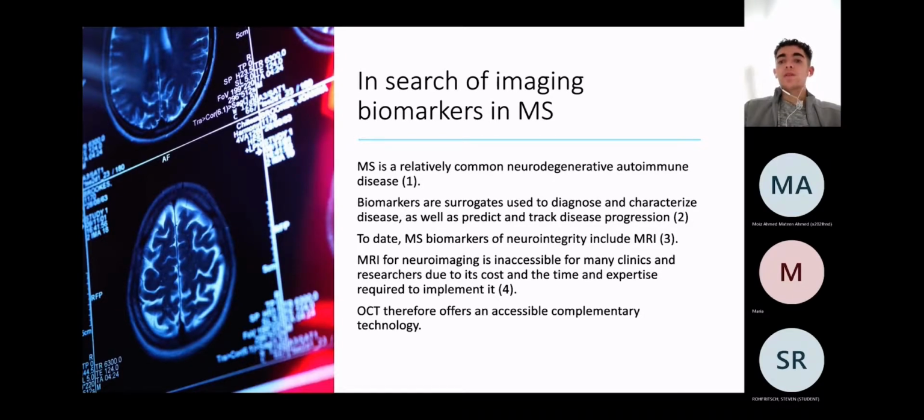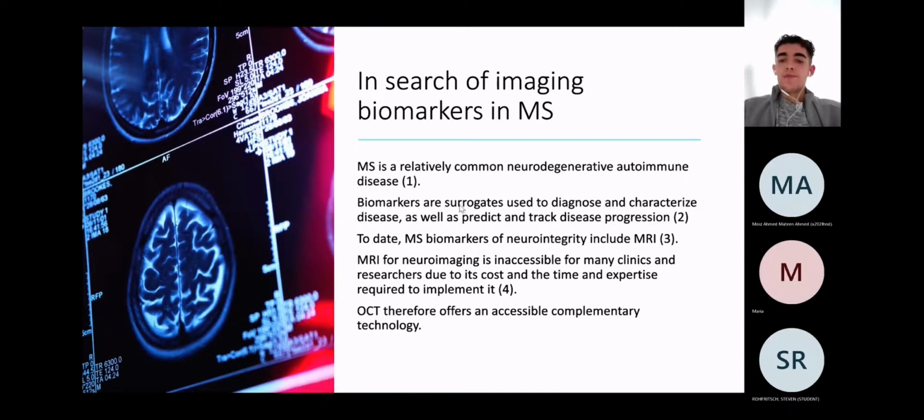In MS, if you want to talk about an imaging biomarker or a biomarker of neurointegrity, you essentially are only left with MRI, which is a very, very expensive device, right? This is why it's inaccessible to many clinics, for example a family clinic or even a lot of research settings, because the machine can cost a couple million dollars. It requires a lot of money to pay people to operate the machine, as well as the operational cost and implementation of the machine, and it requires a lot of expertise to analyze the data. It's very complicated, right?